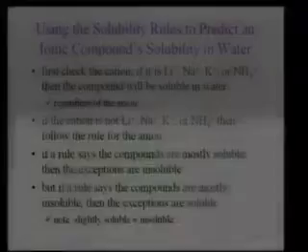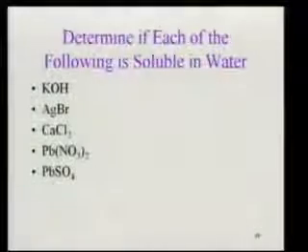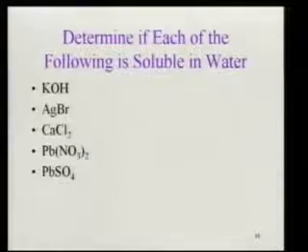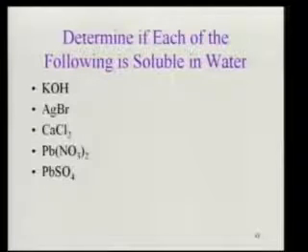Let's skip this. That's what I just said. And let's look. Okay, don't cheat. Only look at your solubility table. Potassium hydroxide, soluble or insoluble? Soluble. Anything that's potassium is soluble, right? There's no exceptions. Silver bromide. Insoluble. Calcium chloride. Soluble. Lead 2 nitrate.